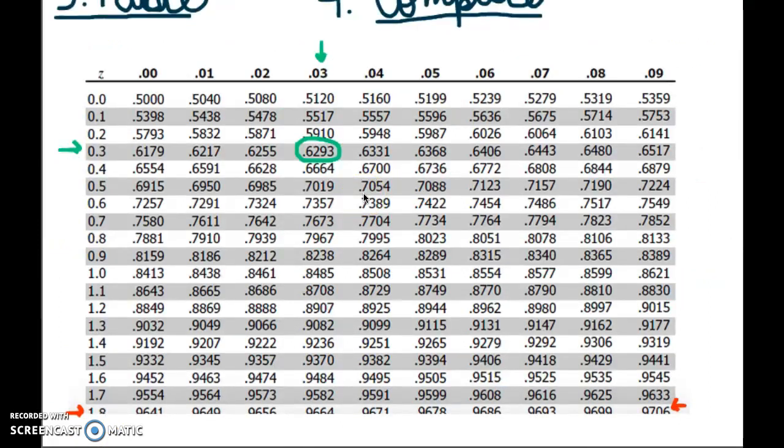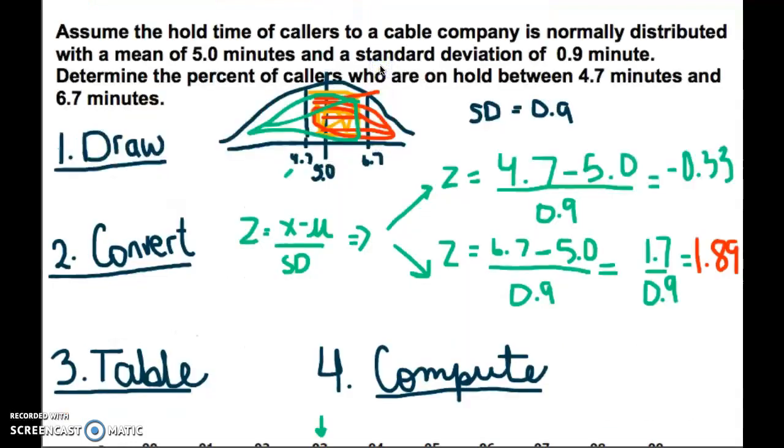Okay, so to find the negative 0.33, first of all, you go down to the 0.3, and then you go over to the 0.03, and this value here would correspond to 0.33. Now, it's 62%, 63%, or 0.63 approximately. And what that represents, I'm just going to jump up here to this graph. What that represents is this value here. It's 63% of my data lies to the right of my point of 4.7. Okay, so 63% of data approximately lies in there.